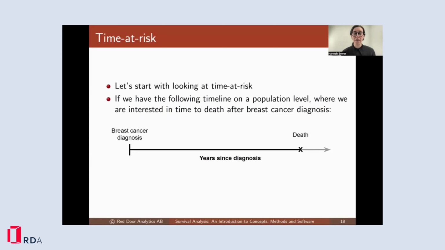Let's say that we have the following timeline on a population level, where we're interested in time to death after breast cancer diagnosis. So this would look something like this, where on the left-hand side of the timeline, we have patients diagnosed with breast cancer. Then we follow them across this timeline, which is here represented by years since diagnosis, until the event of interest, which is death here represented by the cross.